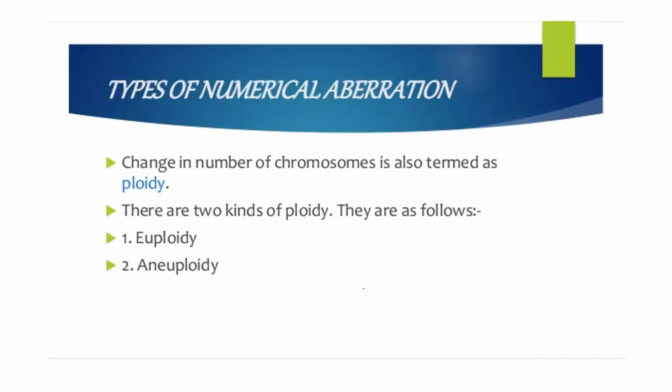Change in the number of chromosomes is also termed as ploidy. How many chromosomes are there? 46. So if the number varies, that is termed as ploidy. There are two kinds of ploidy, euploidy and aneuploidy.